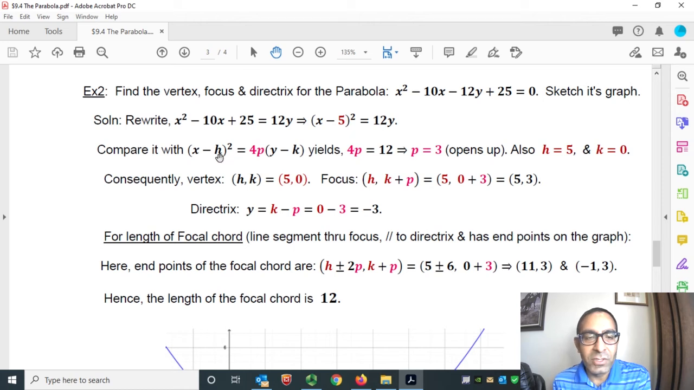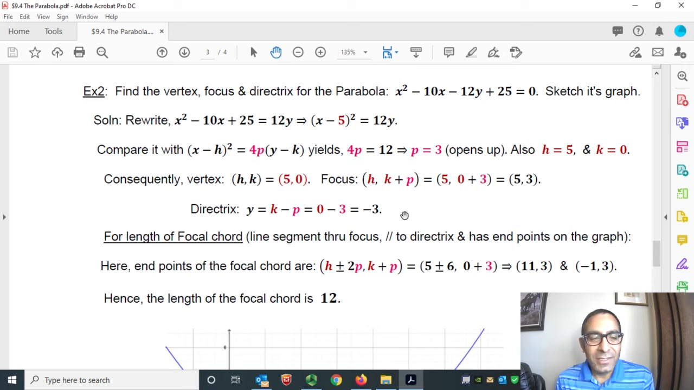So now compare this equation to this form, x minus h outside square equals 4 times p times y minus k. Then we get 4p equals the coefficient of y, which is 12. So divide both sides by 4 gives us p equals 3. Since the sign of p is positive, that means this parabola opens up. Also h equals 5 and k equals 0. Hence the vertex (h, k) equals 5 comma 0. Focus is at 5 comma 3. Directrix is y equals negative 3. I hope this computation makes sense to you all.